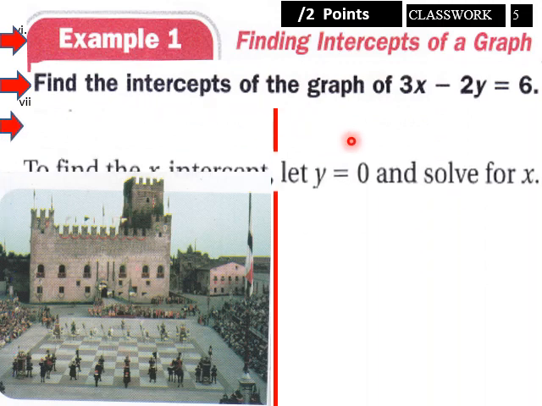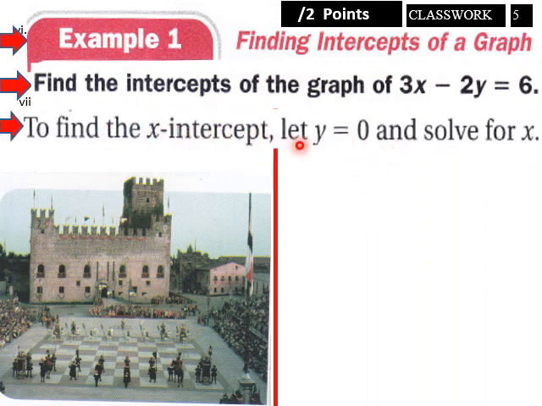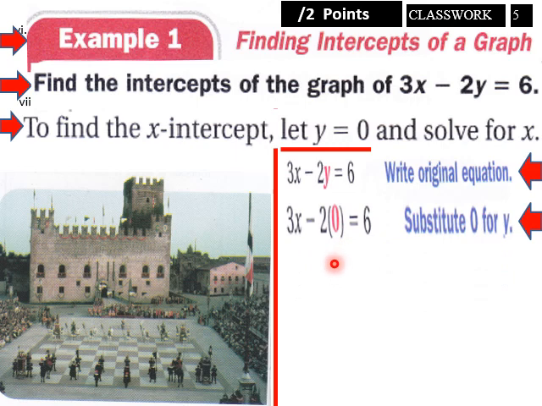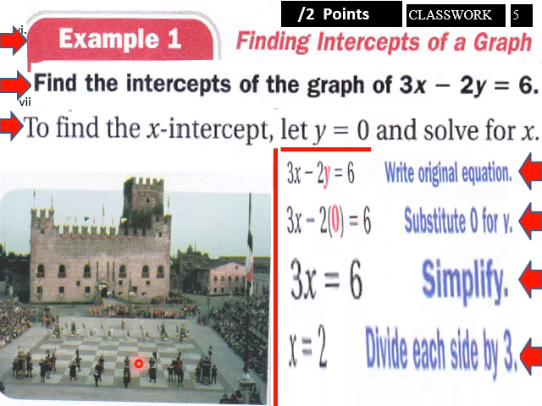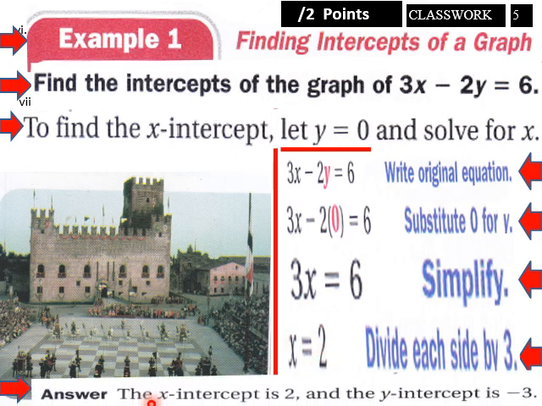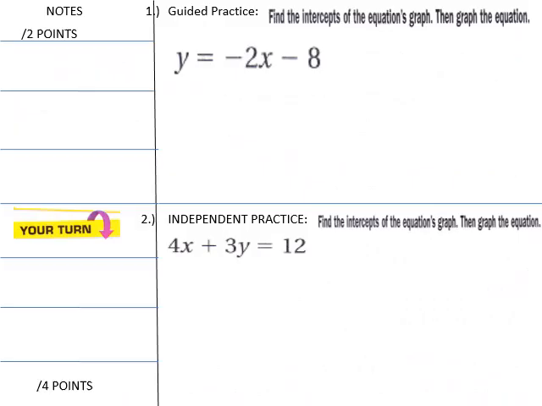Now find the intercepts of the graph of 3x minus 2y. To find the x-intercept, let y equal 0. So we plug in 0 for y, and then we solve for x. 3x equals 6, x equals 2. So when y equals 0, x equals 2, there is our x-intercept. The x-intercept is 2 and the y-intercept is -3.